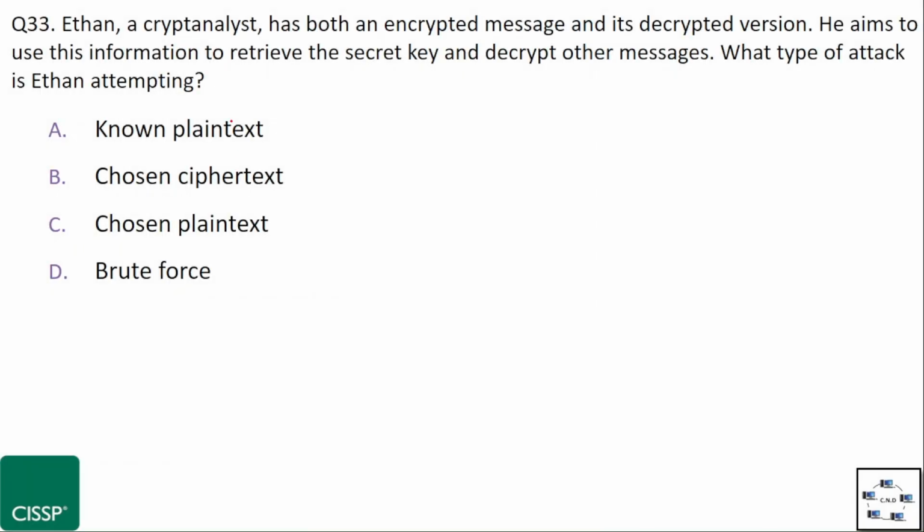Question number 33. Ethan, a cryptanalyst, has both an encrypted message and its decrypted version. He aims to use this information to retrieve the secret key and decrypt other messages. What type of attack is Ethan attempting? And the options are option A, known plaintext; option B, chosen ciphertext; option C, chosen plaintext; and option D, brute force. And the correct option is option A, known plaintext.